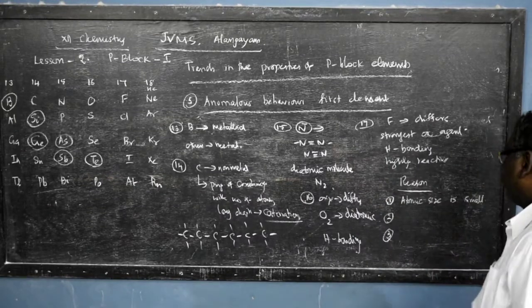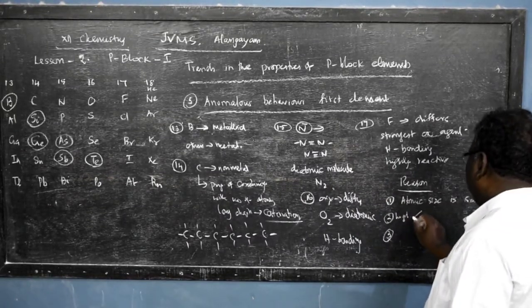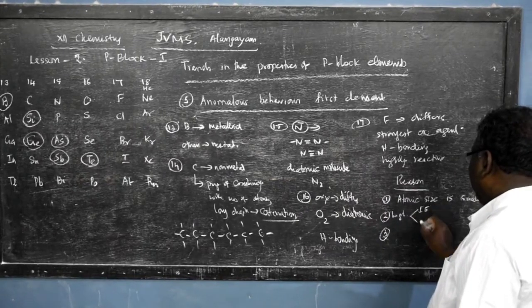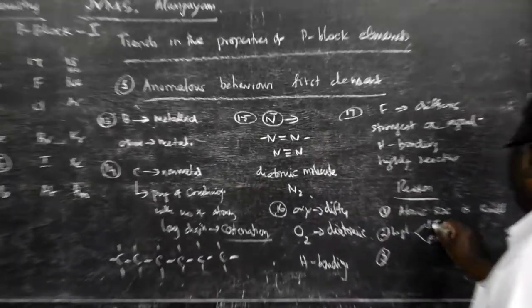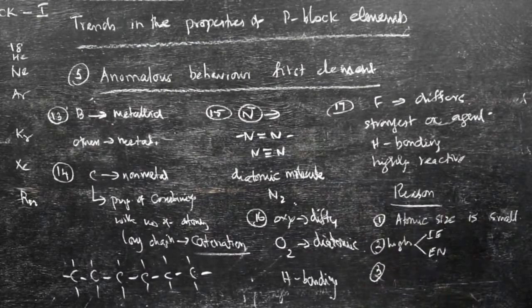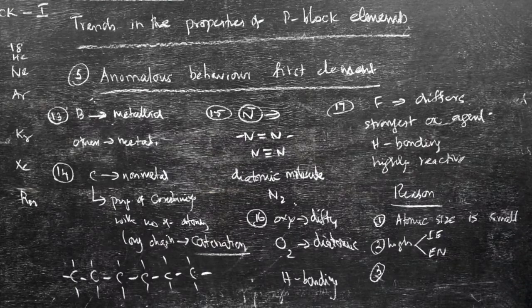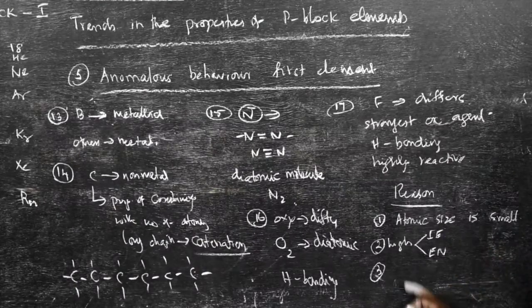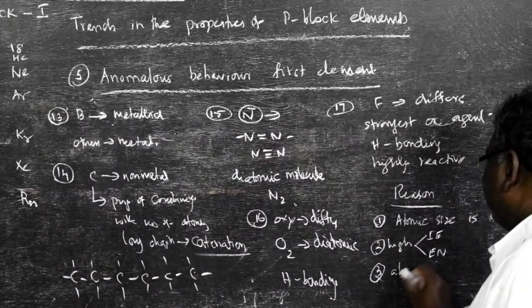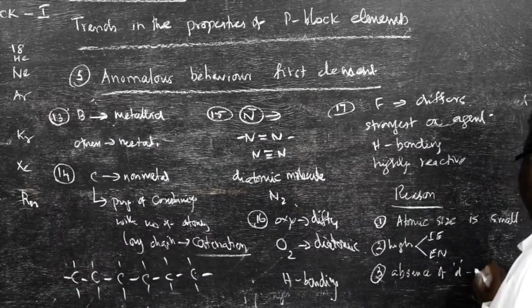And the second one is they have high ionization energy and electronegativity. These two are very high for the first elements present in each group. Right? And then the third is very important. The third is the absence of d orbital.